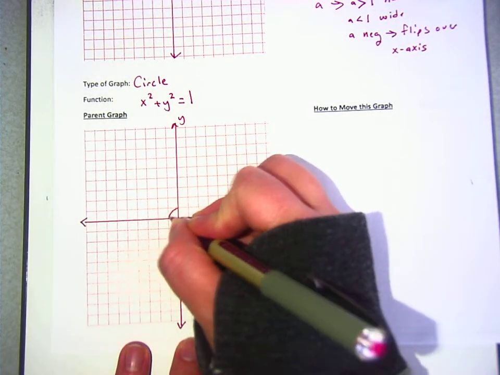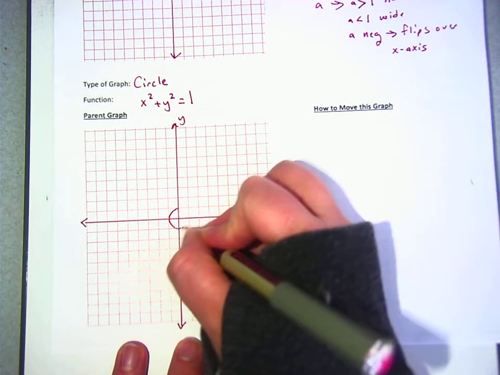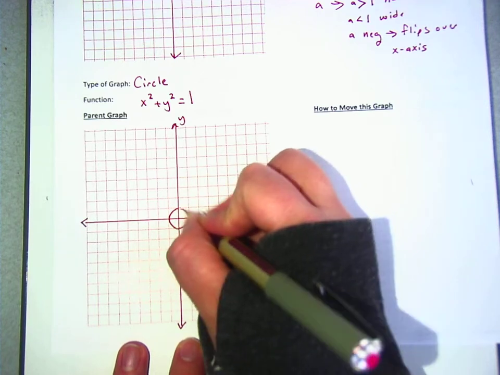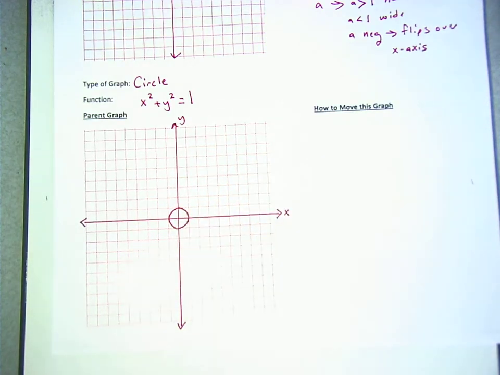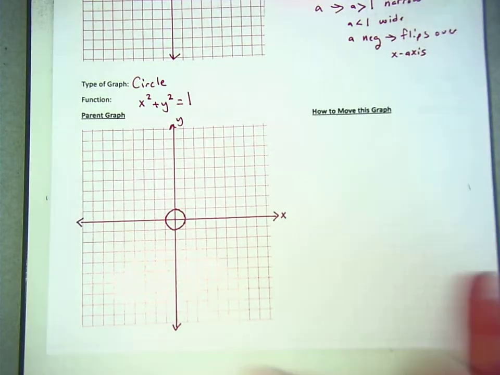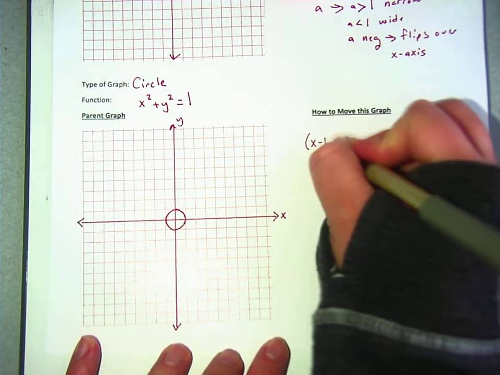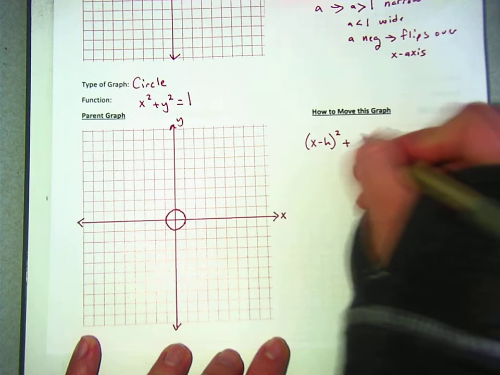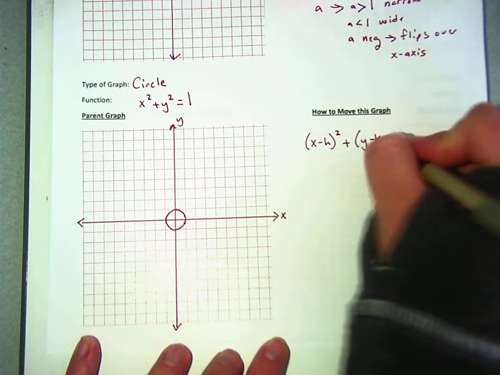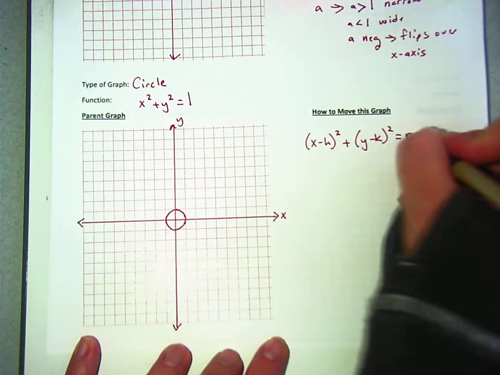The original is like a tiny little circle with a radius of 1. And this one's a little different. It is x minus h squared plus y minus k squared equals r squared.